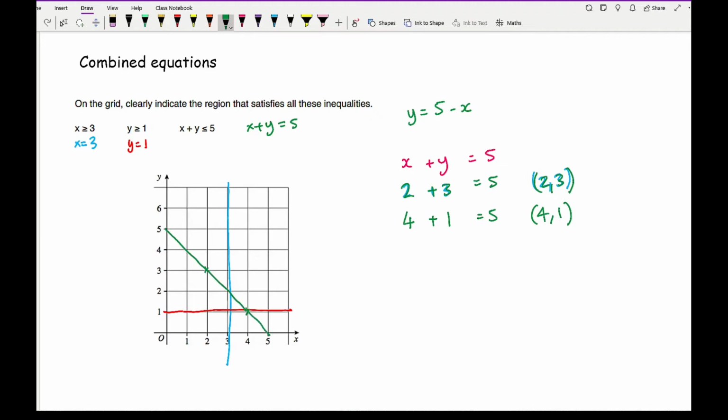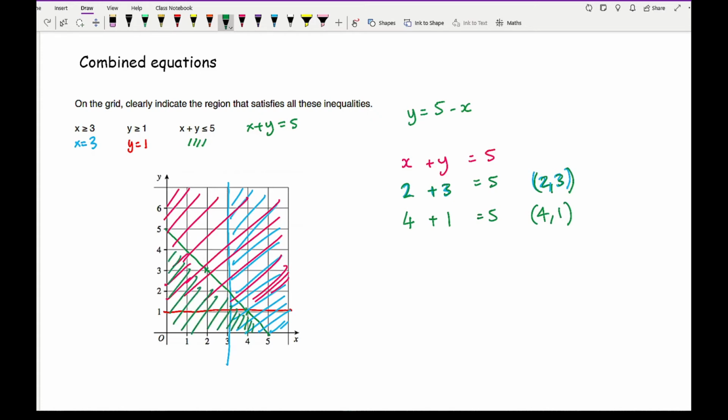I get that. Now the next thing I've got to do is highlight the region. Taking each inequality at a time, for the blue, it's going to be to the left, so it's going to be this region here. For the green, for the y, it's going to be above the line, so it's going to be this region here. And for the diagonal line, it's going to be underneath the line, so it's going to be this region here. Although my graph looks incredibly messy, the region that I want is the region that is shaded by all of them.